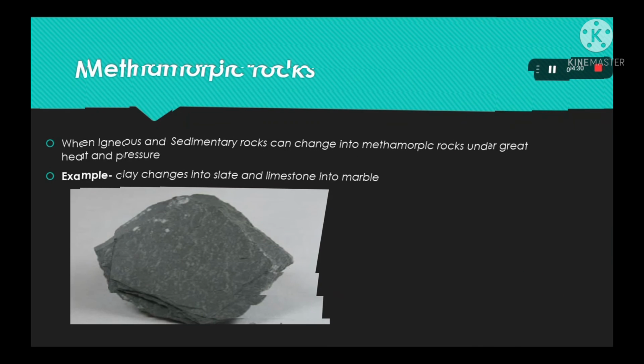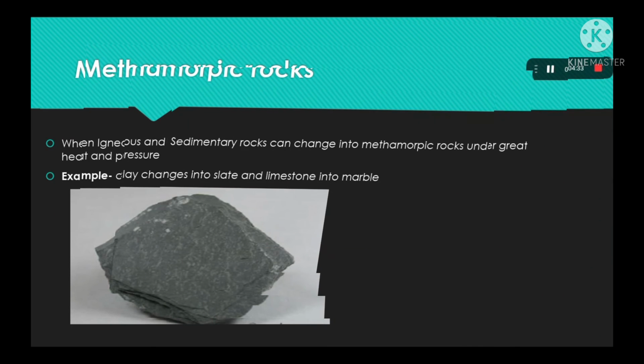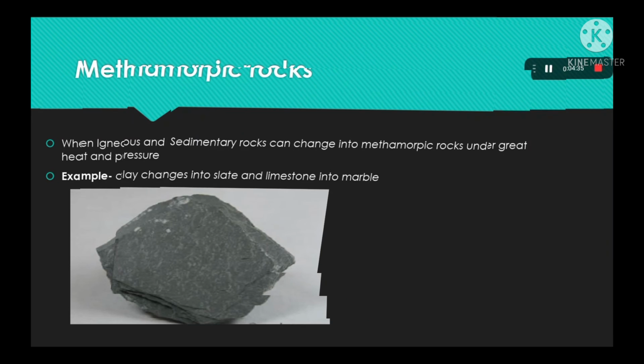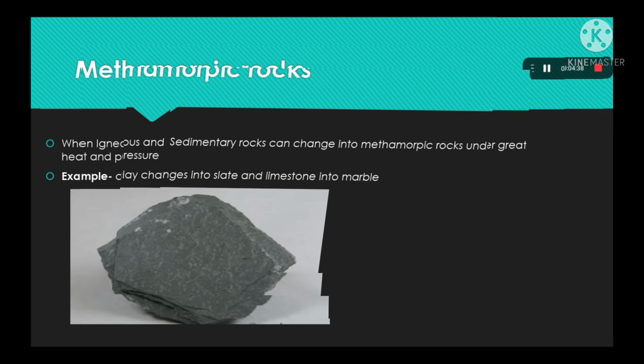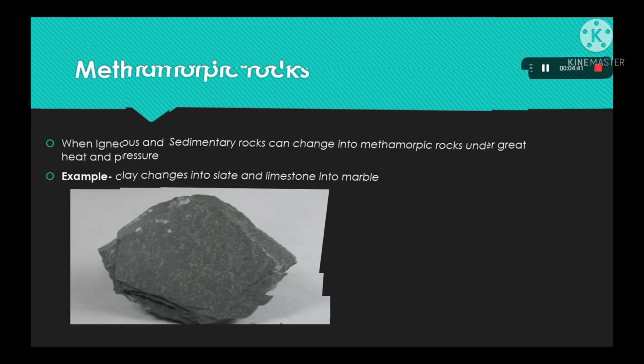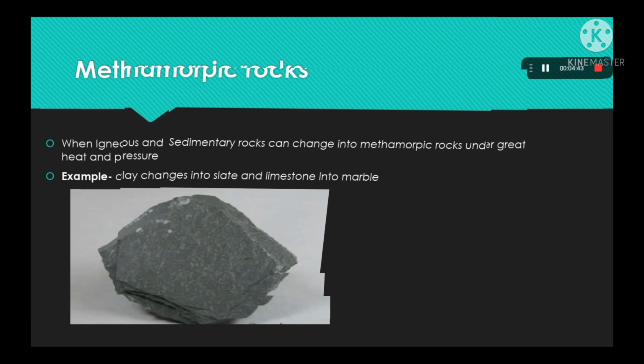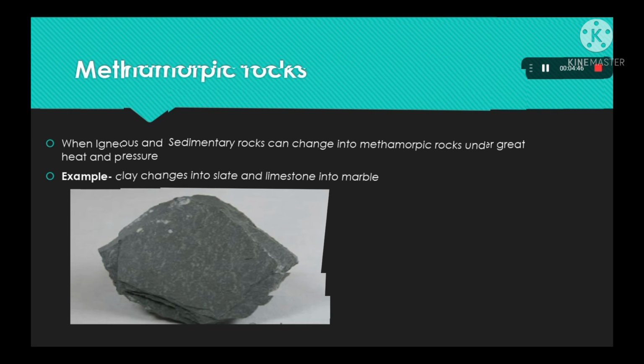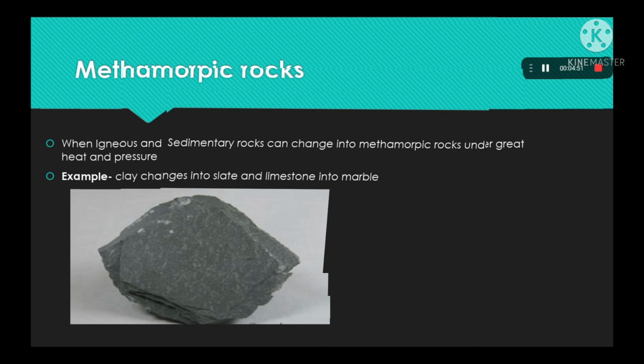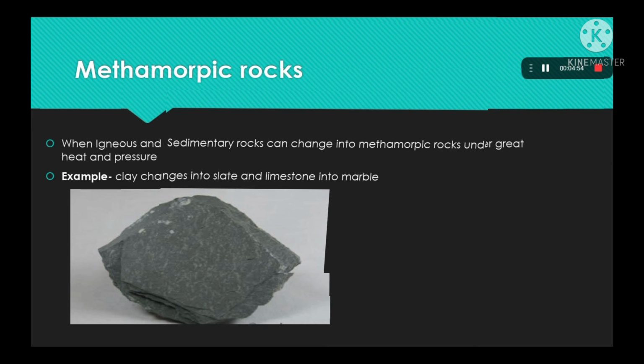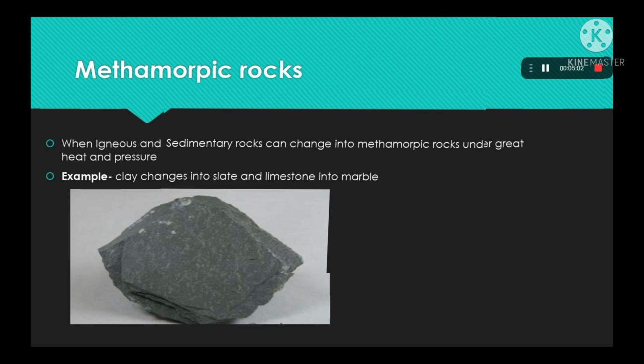Third is metamorphic rocks. When igneous and sedimentary rocks change under great heat and pressure, they are called metamorphic rocks. When both of these rocks, igneous and sedimentary, change under very great heat and pressure, they are called metamorphic rocks. Examples: clay changes into slate, and limestone changes into marble. This is slate.